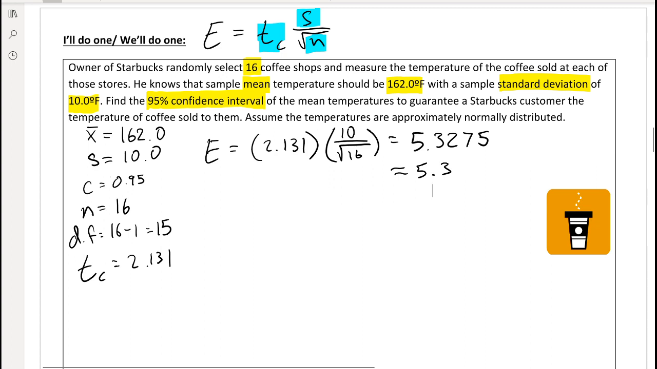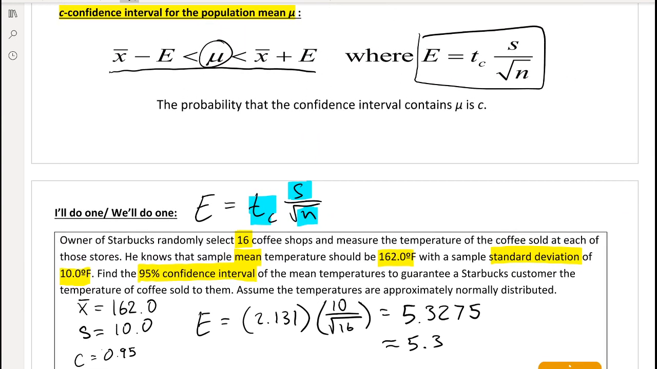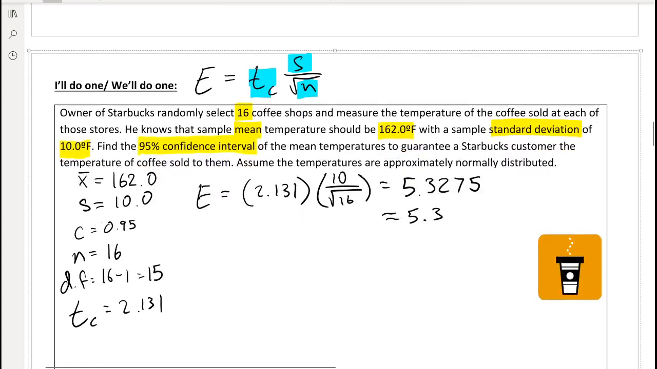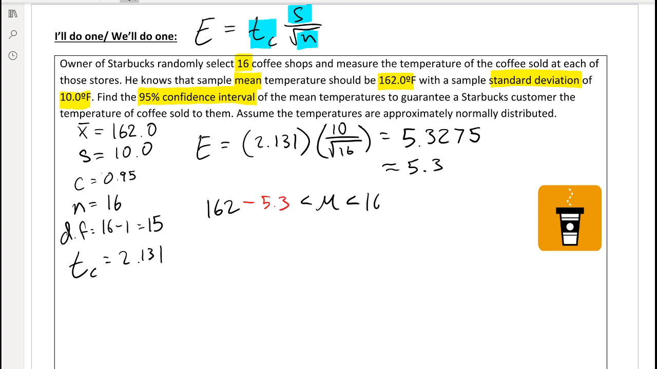Okay, now that I have my margin of error, that is not the end of the problem though, right? They're asking for the confidence interval, and the confidence interval takes the margin of error and adds it to our sample mean and subtracts it from our sample mean, and the one that subtracts will be on the bottom and the one that adds will be on the top. So my confidence interval is going to be very simple. It's going to be 162 minus 5.3, and the other one's going to be above that value, 162 plus 5.3, and that's all I've got to do, right?